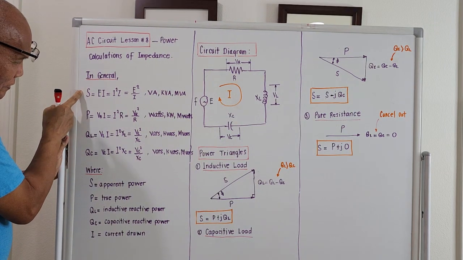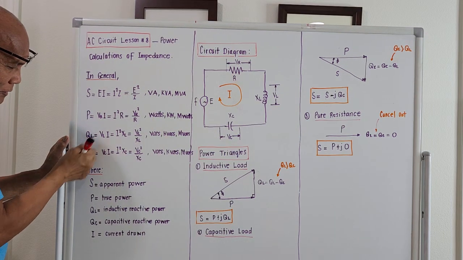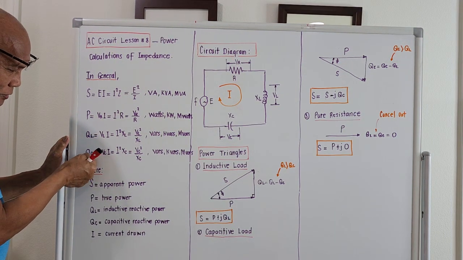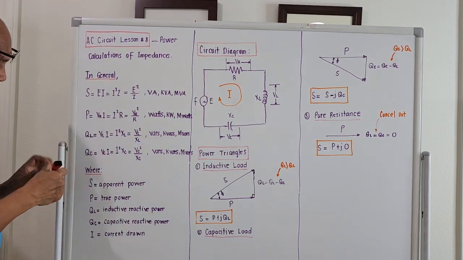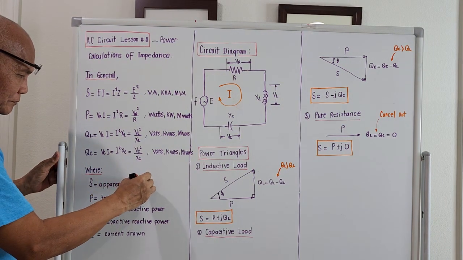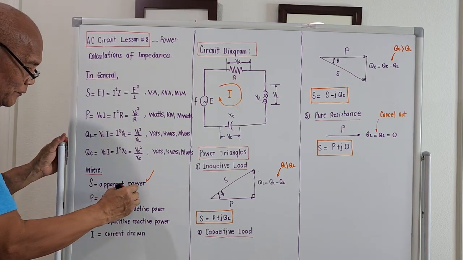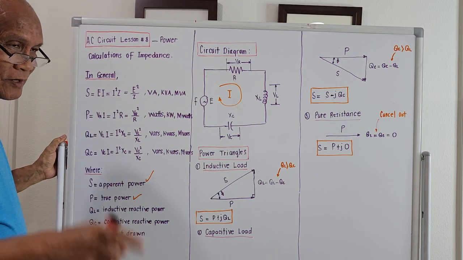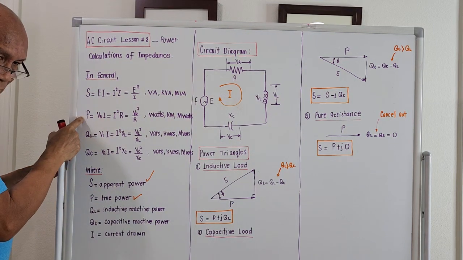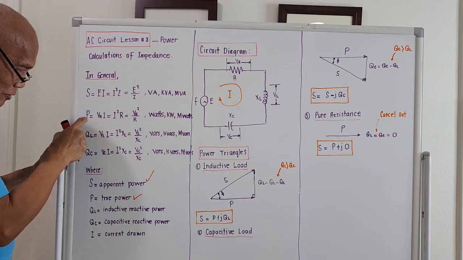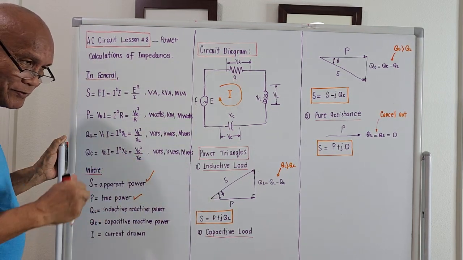Okay, let's proceed. This is capital letter S, this is capital letter P, this is capital letter Q with the subscript L, this is capital letter Q with the subscript C. The meaning of this is that S will be apparent power. And this letter P here is the true power, the one we are paying every month. It's designated by capital letter P. So take note of this one and the computation of this, because this is the one we are paying every month to the utility companies.